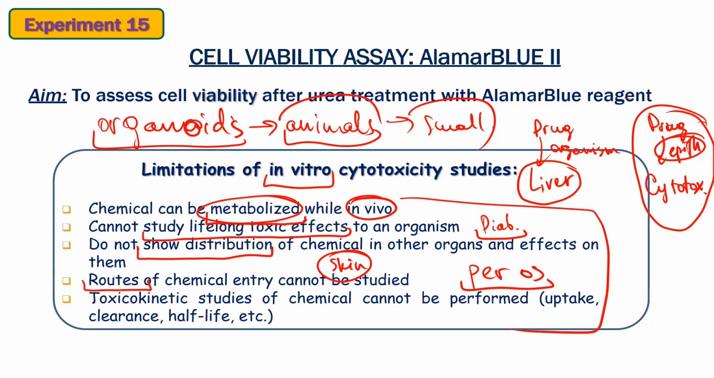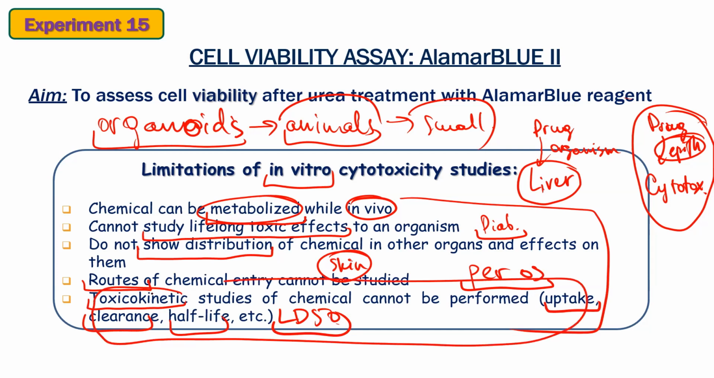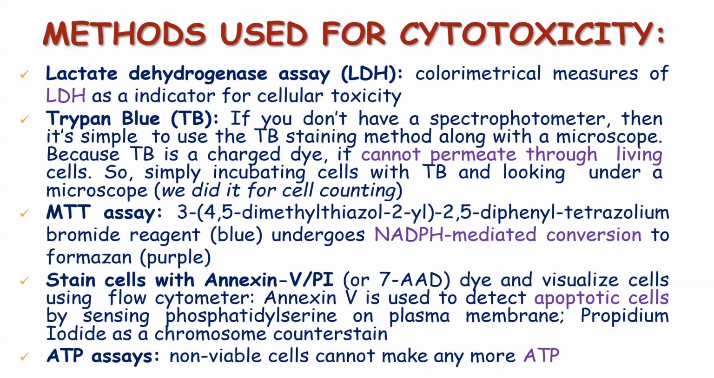Okay, so another part is toxicokinetics, and this is a huge part of the medical pharmacy, and they study the uptake, the clearance, and half-life, etc., etc. So lethal dose 50. All of this is studied only on animals and people. Okay, these are limitations of the drug testing in vitro. But what else could we do?